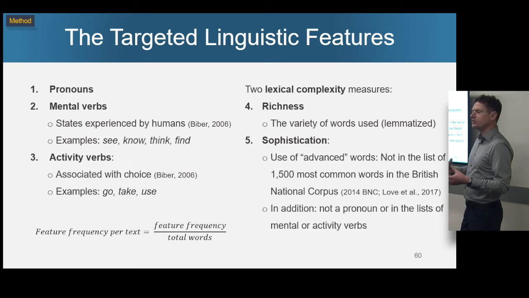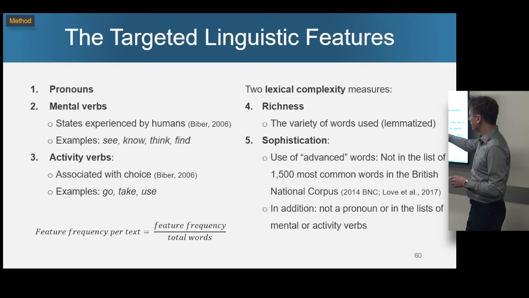So I thought this would be a good starting point to look at how the written registers differ from the spoken registers. So I looked at pronouns, these different semantic categories of verbs, mental and activity verbs. And then I had two lexical complexity measures: richness, which was really just the variety of words used, and sophistication, which is the use of advanced words.